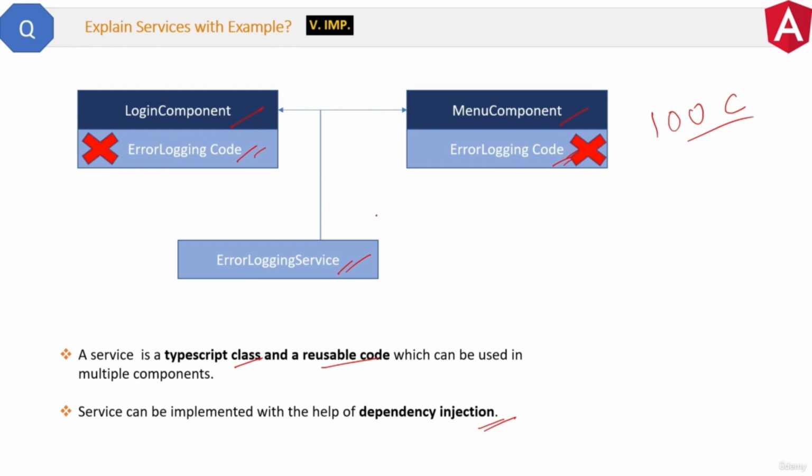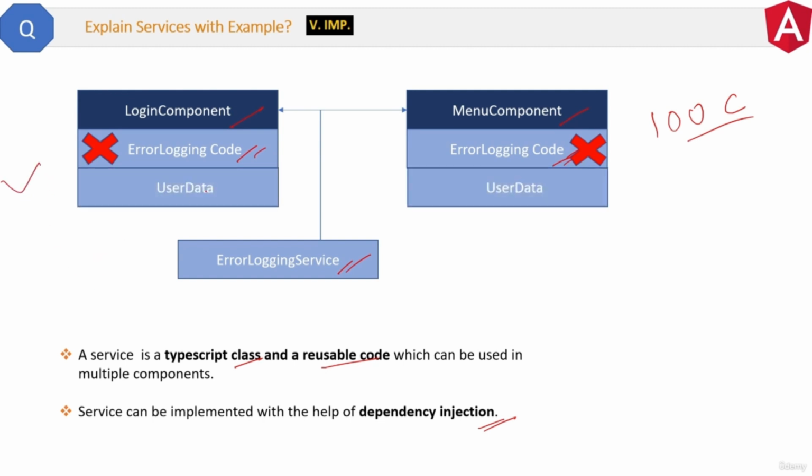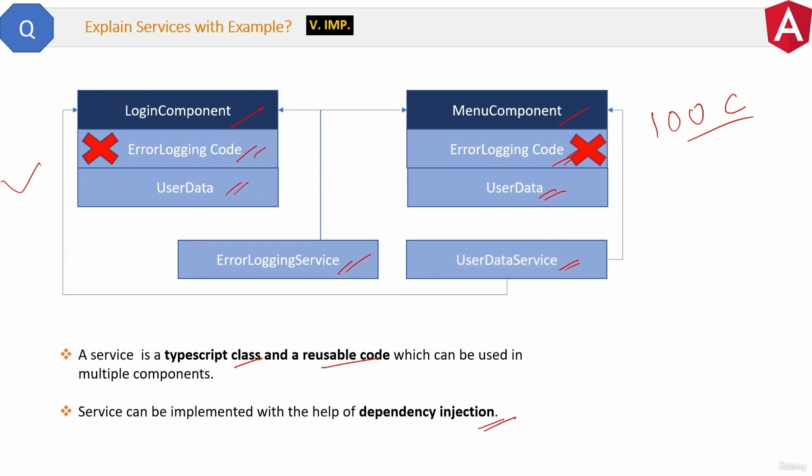The above example is of code reusability, but if you have some user data or any kind of data, then also you can create a common or centralized user data service and then remove the direct user data code from the components. So this is the second benefit of service. This is the answer of this question. In the next question, we will see how to create the service and then how to inject it into the components.